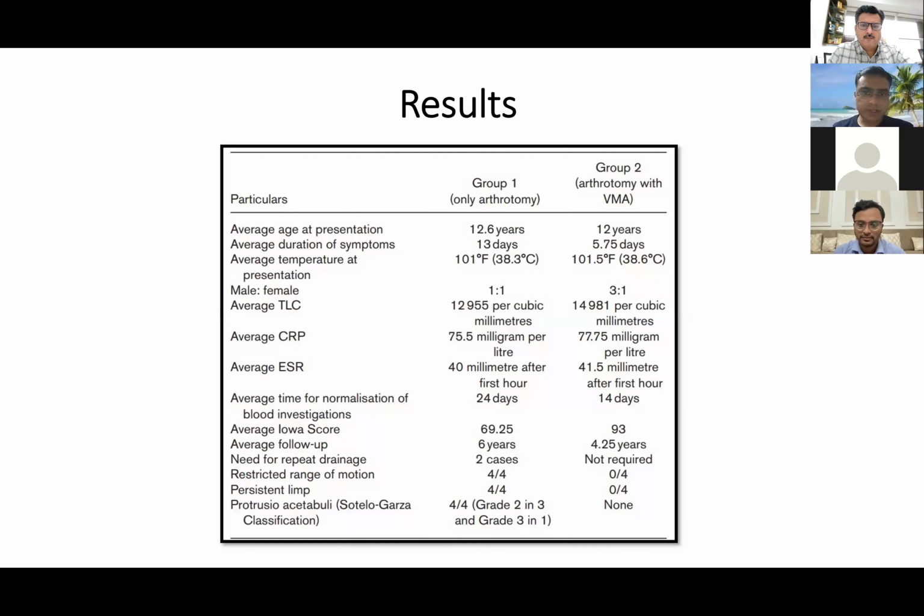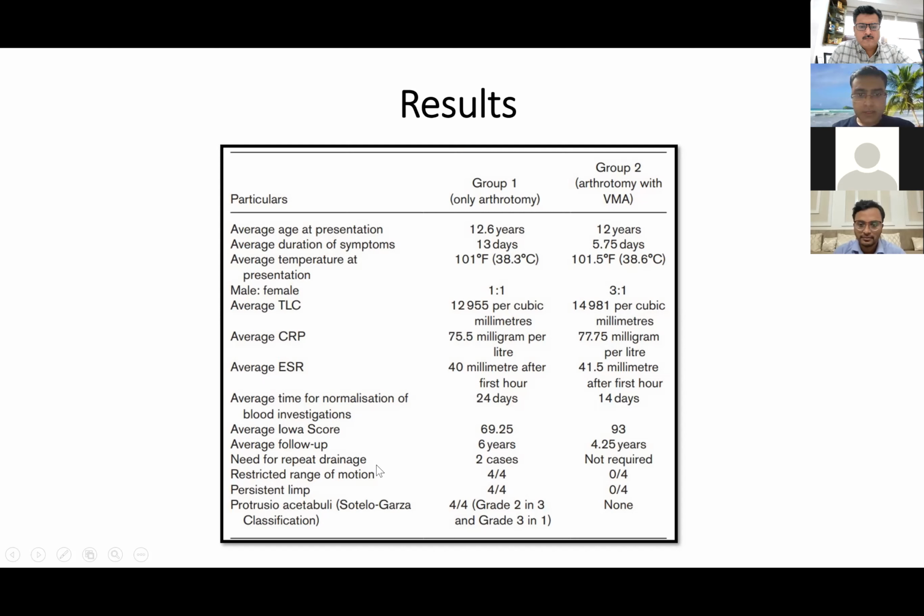So to discuss the results, the average age at the time of presentation was comparable. The average duration of symptoms was more in group 1 as compared to group 2. Otherwise, the average temperature at presentation and the lab parameters were comparable. The average time for normalization of blood investigations was more in group 1 as compared to group 2. The Iowa score was also significantly different. It was 69.25 in group 1, whereas it was 93 in group 2. Average follow-up was 6 years for group 1 and 4.25 years in group 2.